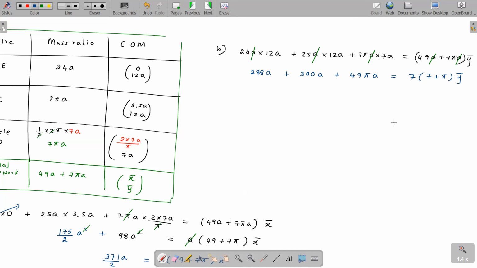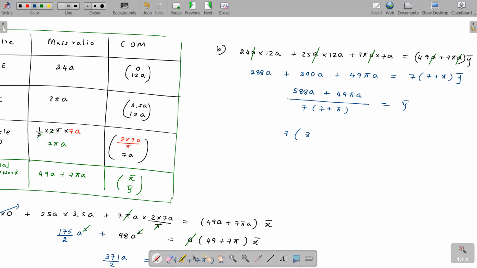Okay, let's add 288 plus 300, gives me how much? 588A plus 49 pi A over 7 times 7 plus pi equals Y bar. Is there any chance that I can take 7 out? Just check. Yeah, take 7 out from the top. 84A plus 7 pi A.